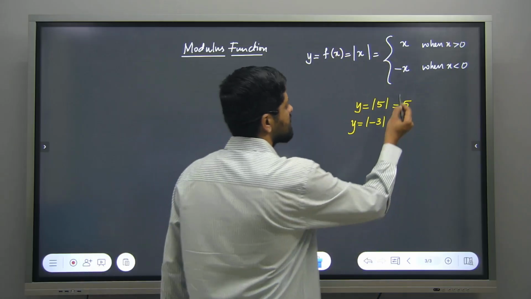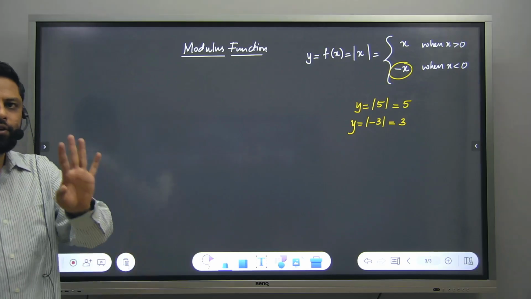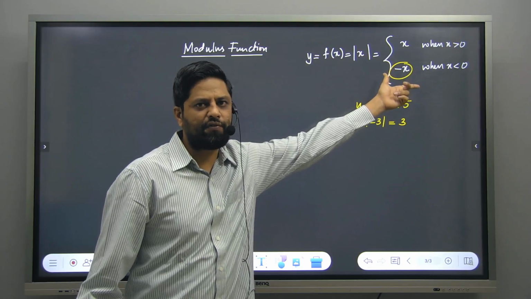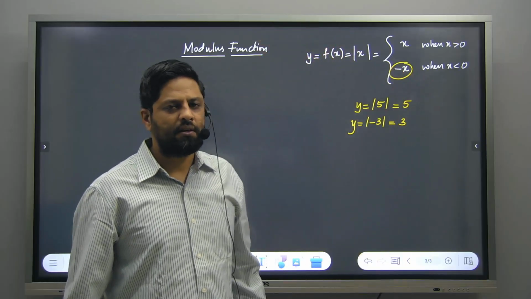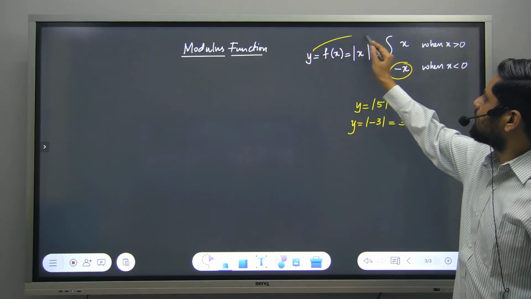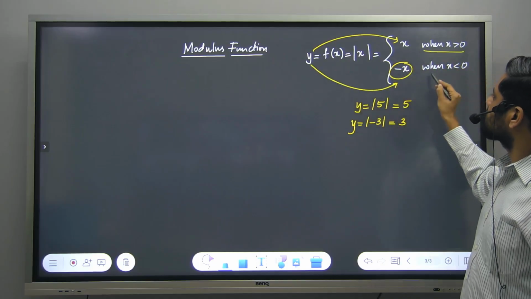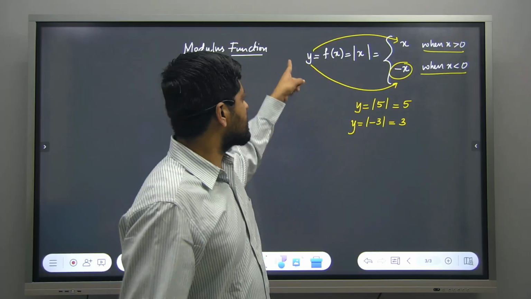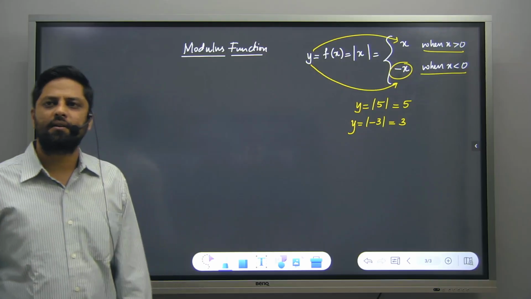Why am I writing this? Is it correct? According to the definition, is this the definition? You have come across this definition. I hope everyone agrees that this is the definition for mod of x. Whenever you write the definition for mod of x, you write that y is equal to x when x is greater than 0, y is equal to minus x when x is less than 0. Why am I saying y is minus x? It should always be positive, right?